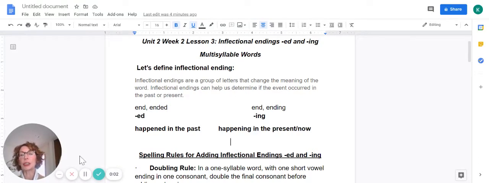Graders, Miss Elliott here. Welcome to Unit 2, Week 2, Lesson 3 of Phonics. We will continue to work with inflectional endings, ed and ing, and with the multisyllable words.